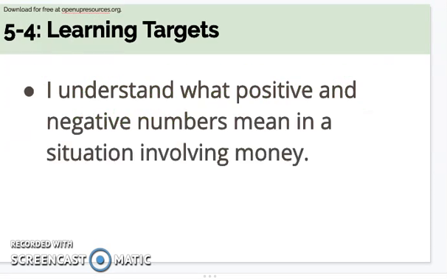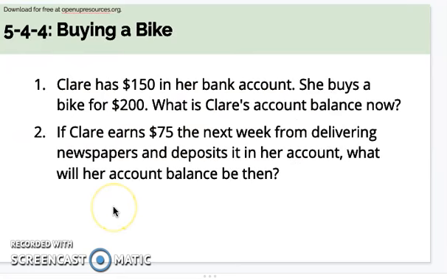I forgot. I want you to then pick up a yellow half sheet on the table in the front, buying a bike. Claire has $150 in her bank account. She buys a bike for $200. What is Claire's bank account balance now? Then problem number 2, if Claire earns $75 in the next week from delivering newspapers and deposits, remember what deposits means, it's up on the whiteboard as well, what will her account balance be then?